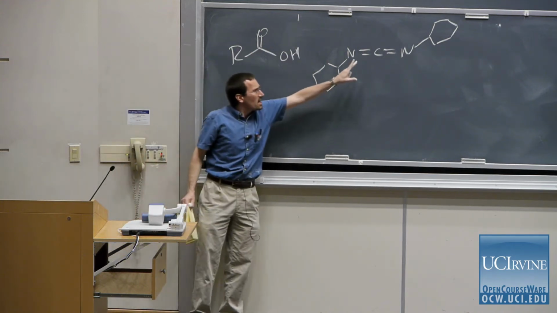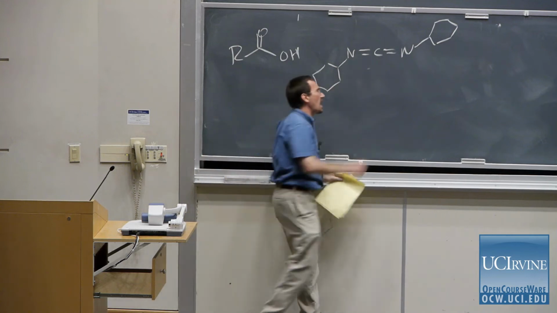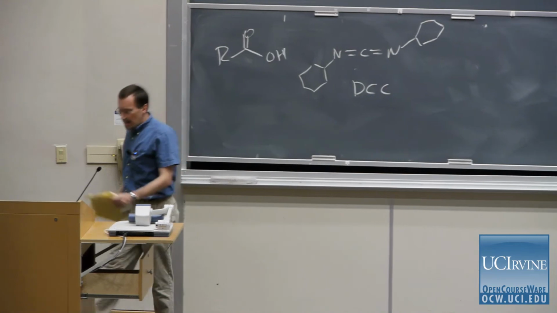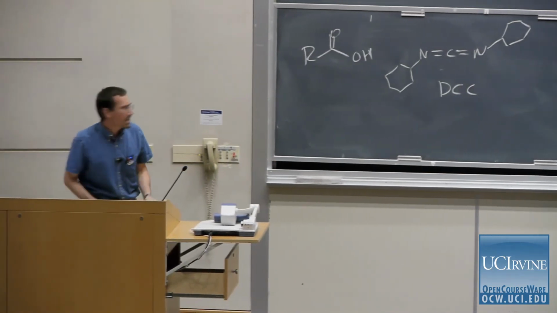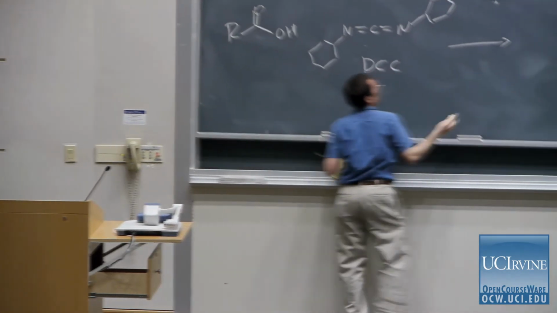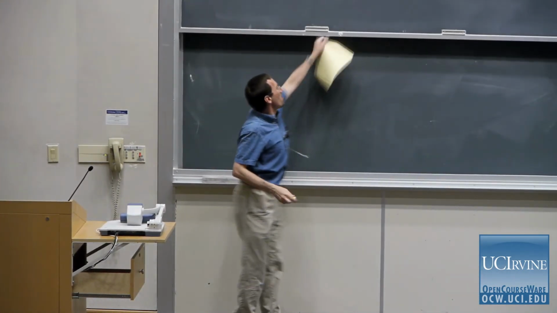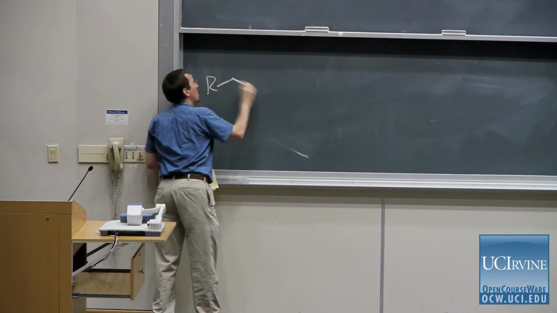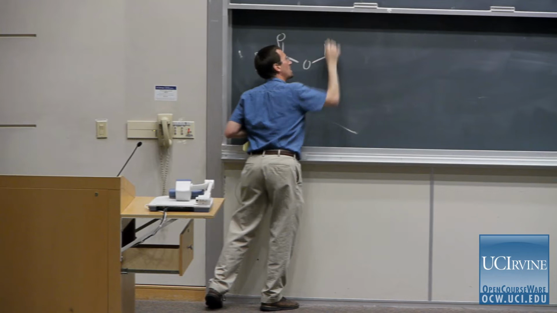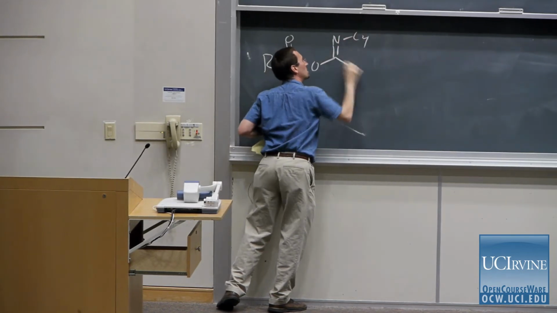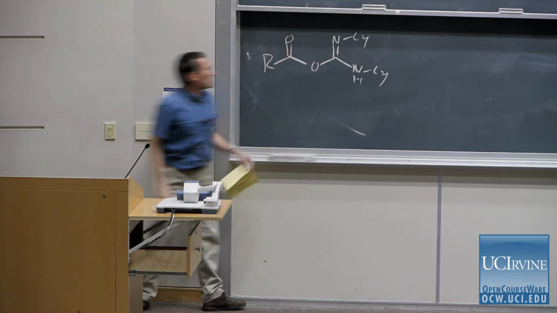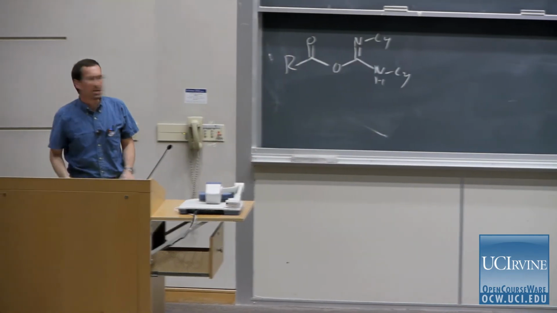Suffice it to say, DCC, dicyclohexyl carbodiimide, can react with a carboxyl group to give an activated carboxyl group. And the structure that I'm drawing here looks awfully fancy until you think about it. I'll abbreviate those cyclohexyls as Cy.